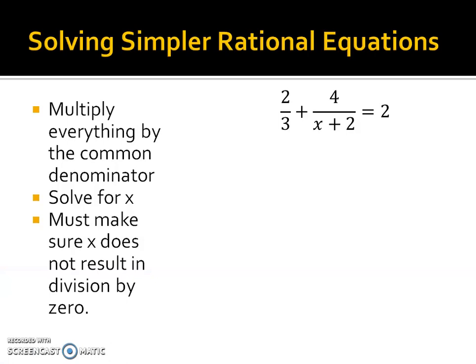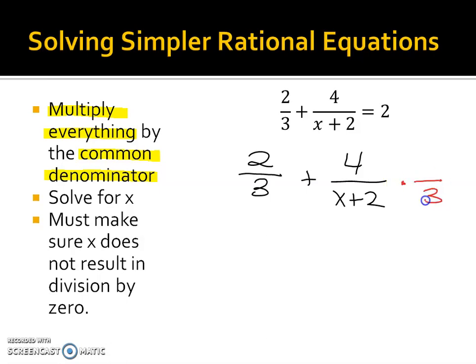Okay, so let's go ahead and look at a case here. So we're going to look at 2/3 plus 4 over x plus 2 equals 2. The easiest thing to do when you're dealing with these problems is to just get rid of the fractions altogether. And the way that we can do that is to multiply everything by our common denominator. We're going to think back to lesson 7.2, where we went over how to add fractions that look like this. To add them together, we would have to get a common denominator.